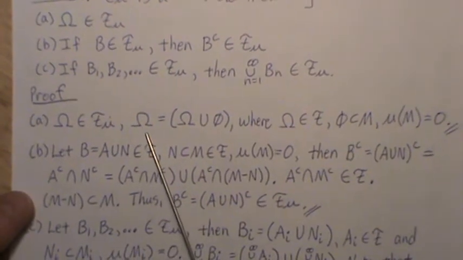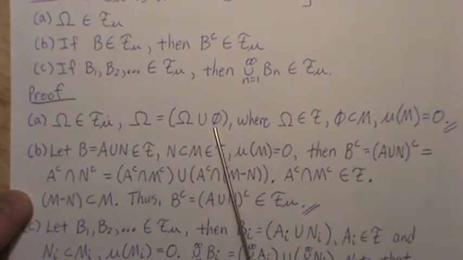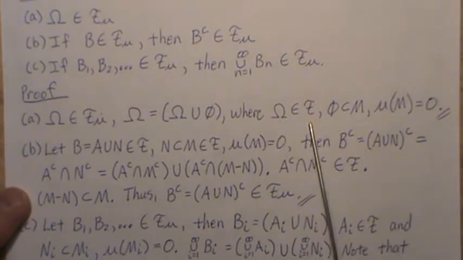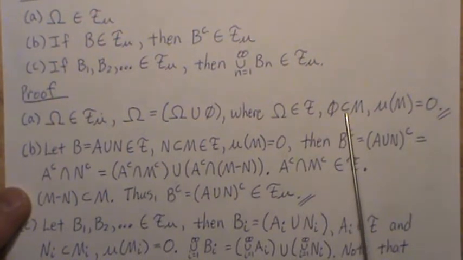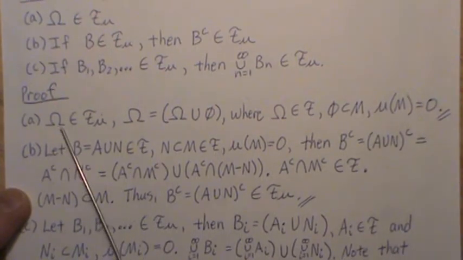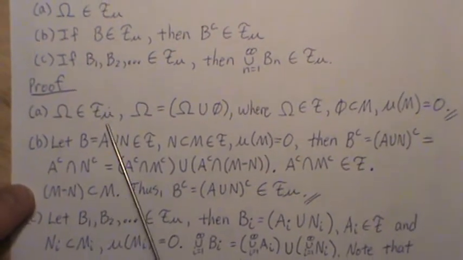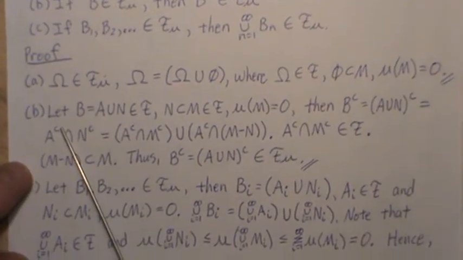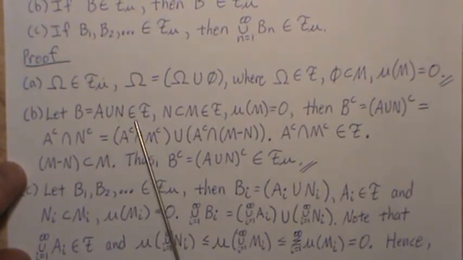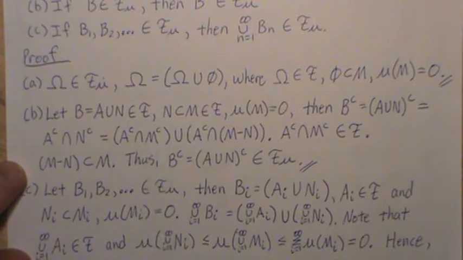Omega can be written as omega union the empty set. Omega is in F, and the empty set is definitely a subset of M where M has measure 0. So omega is in F of mu. Now let B equal A union N, where A is an element of the sigma field, N is a subset of M in that sigma field, and mu of M is equal to 0.